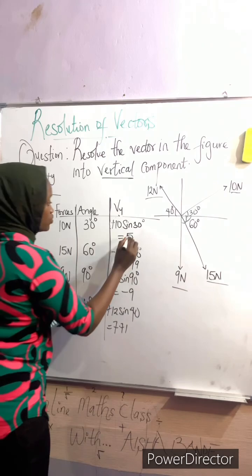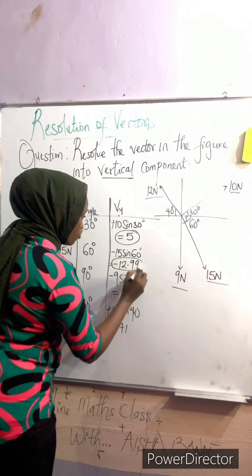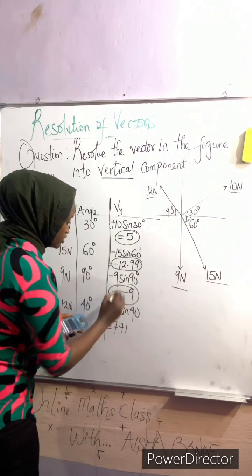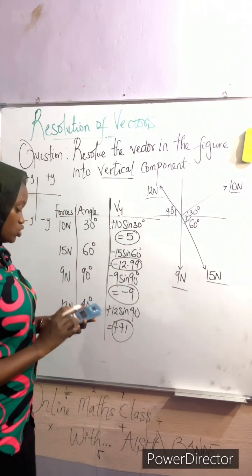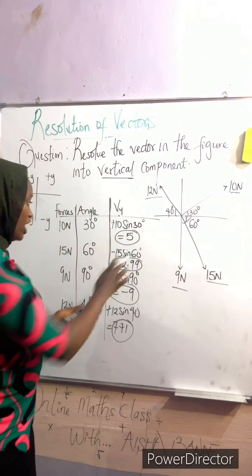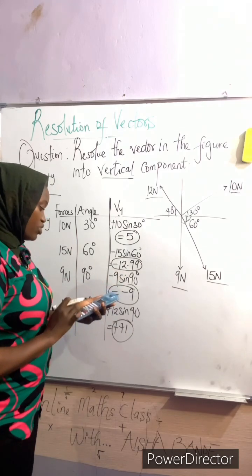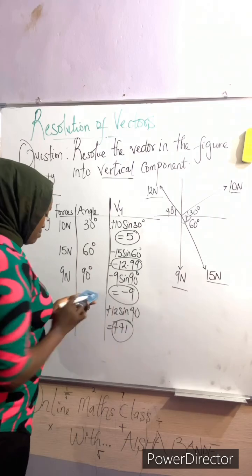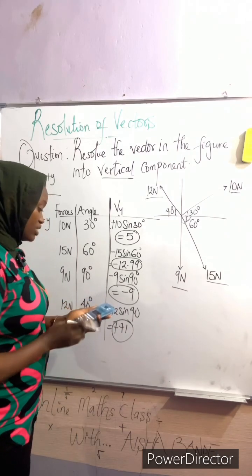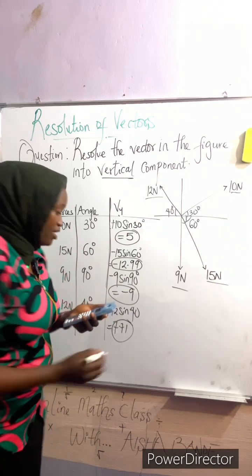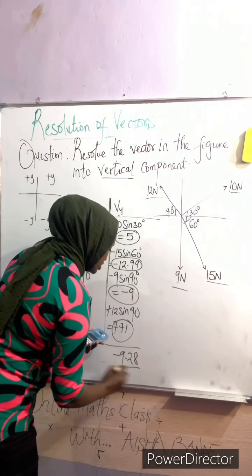Now these are the answers we have. The first answer here is 5. The second answer is minus 12.99. The third answer is minus 9. And the last answer is 7.71. From here, all we need to do is to add up all the values we have. So we have 5 minus 12.99 minus 9, and here we have plus 7.71. The final answer the calculator is giving us here is minus 9.28 in 2 decimal places.